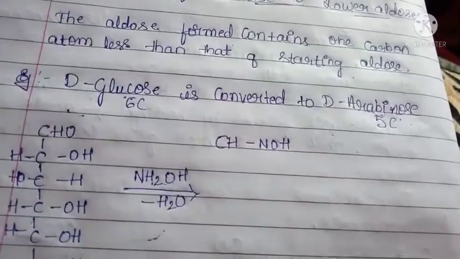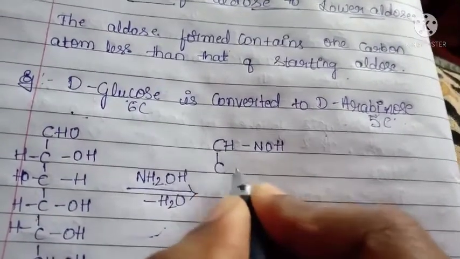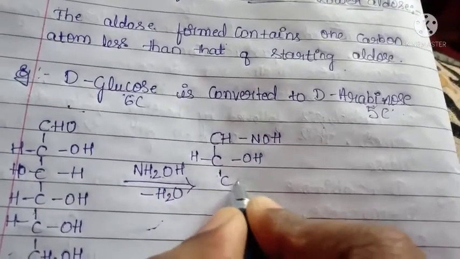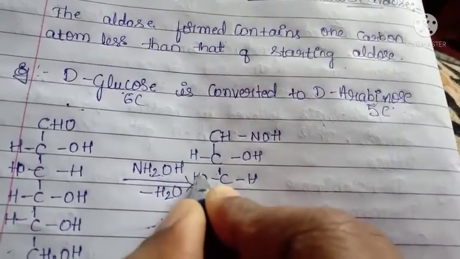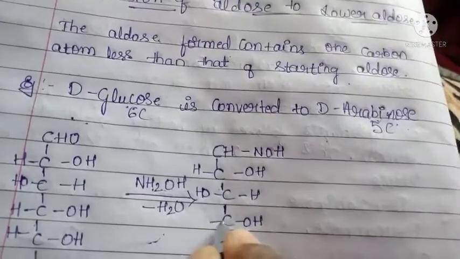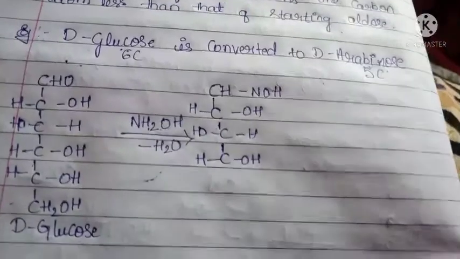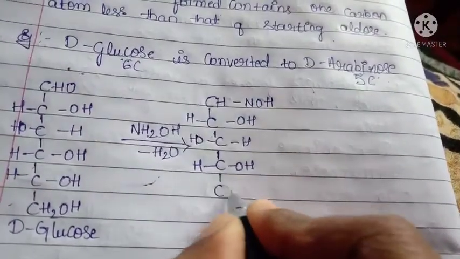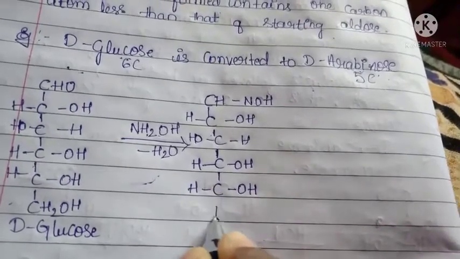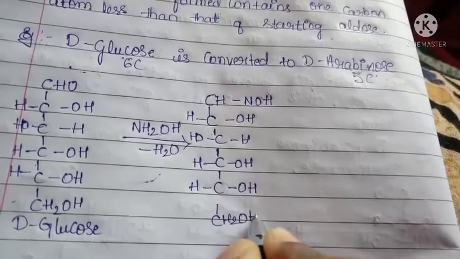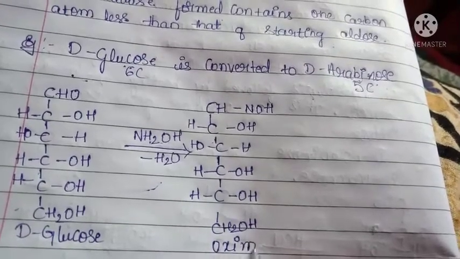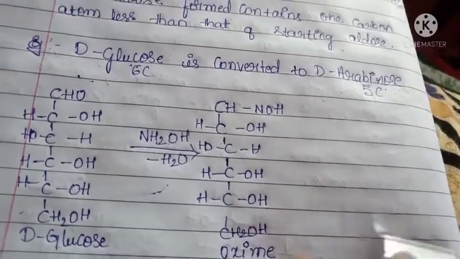Okay, so then CHNOH, then HCOH, HOCH, HCOH, HCOH, CH2OH. Okay, this is the oxime. It forms by reaction of glucose with hydroxylamine.